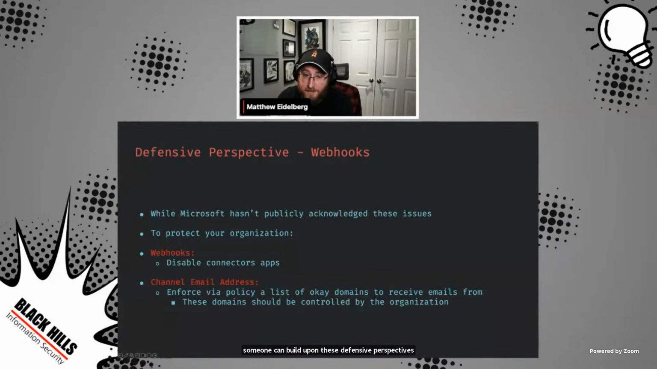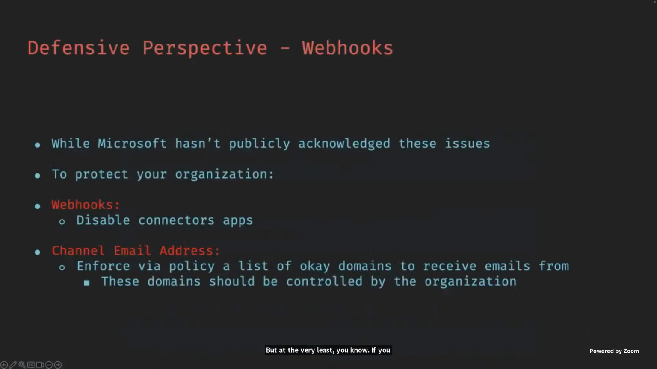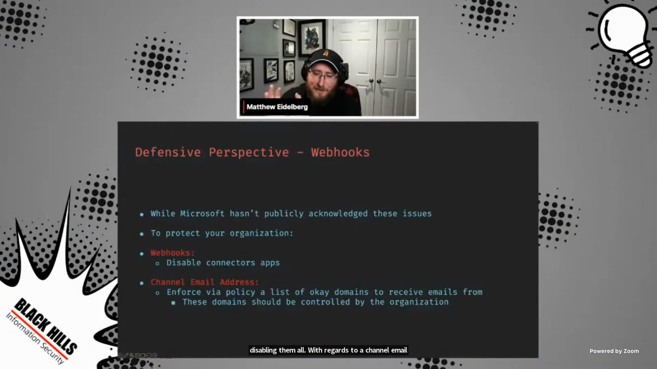But at the very least, if you don't need any of these connector apps, disable all of them. It's an arduous task, but as you've seen, once one is deployed, it's next to impossible to find and stop. So if you're an IT admin, start looking and start disabling them all. With regards to a channel email address, this is where it gets a little weird.